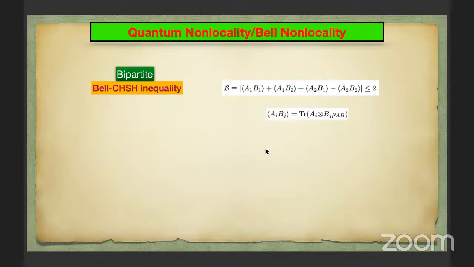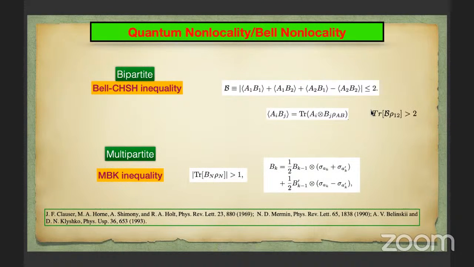So in the bipartite scenario, I will use the Clauser-Horne-Shimony-Holt inequality. As you know, A1, A2 and B1, B2 are the two settings where Alice and Bob perform measurements, and if B is greater than 2, then we conclude that the state violates Bell inequality. Similarly, I calculate a multipartite Bell inequality, namely the Mermin-Belinskii-Klyshko inequality. It is also a two-settings Bell inequality. So in this sense, they are kind of generalizations of CHSH to Mermin-Klyshko.